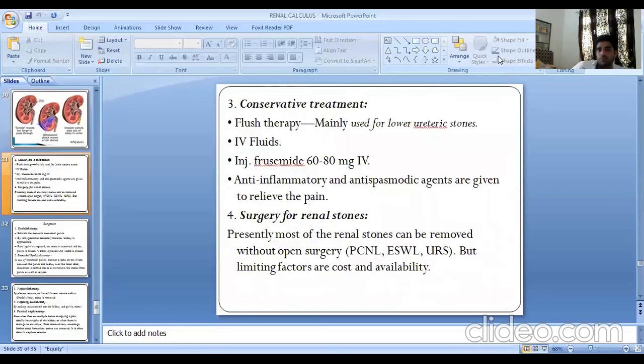Conservative treatment. Flush therapy is mainly used for lower ureteric stones. IV fluid injection, furosemide 60 to 80 mg. Anti-inflammatory and antispasmodic agents are given to relieve the pain. Surgery for renal stones. Presently, most renal stones can be removed without open surgery, by PCNL or ESWL, but limiting factors are cost and availability.